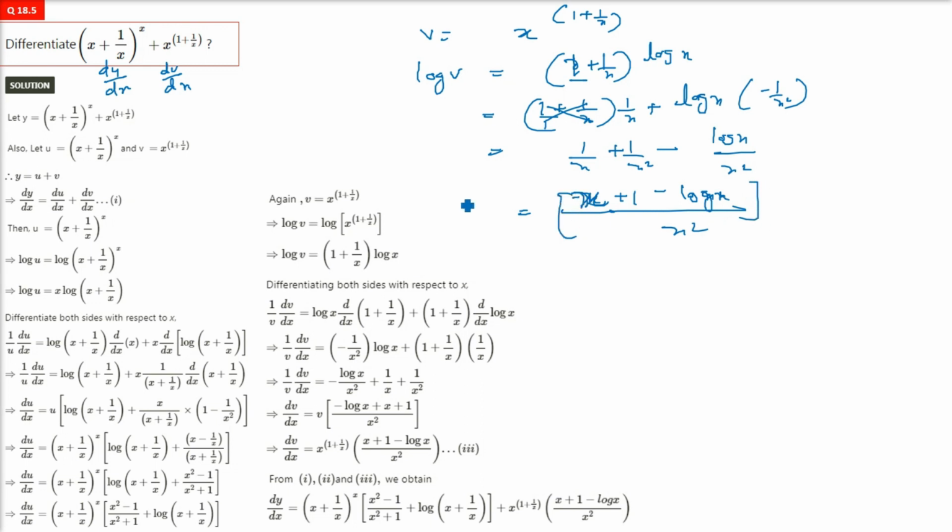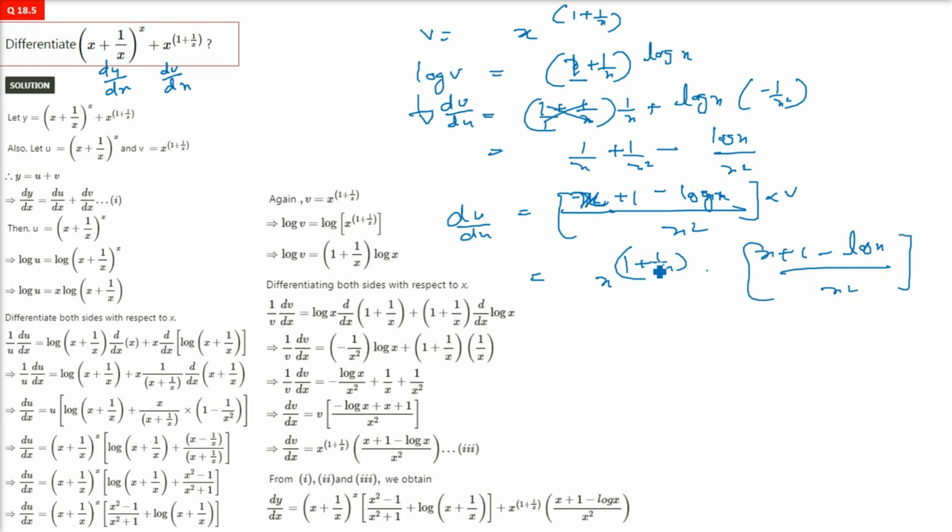And one more thing we have to do, log v. So log v gives 1 by v dv by dx. So dv by dx is computed by multiplying this with v. So final will be x to the power (1 plus 1/x), that is v, times (x plus 1 minus log x) divided by x square. And this is dv by dx. And du by dx was already found out. We just have to add them. That is the final answer. These two have to be added.